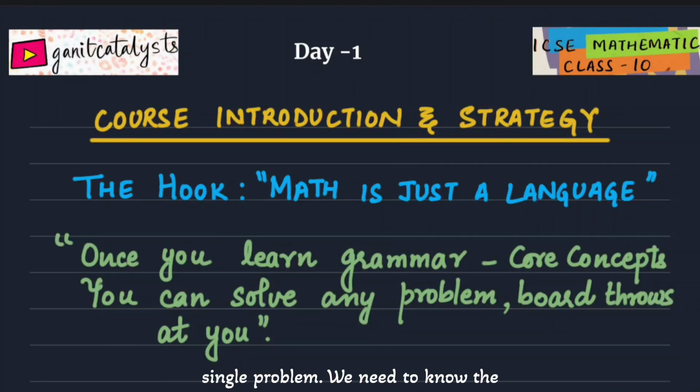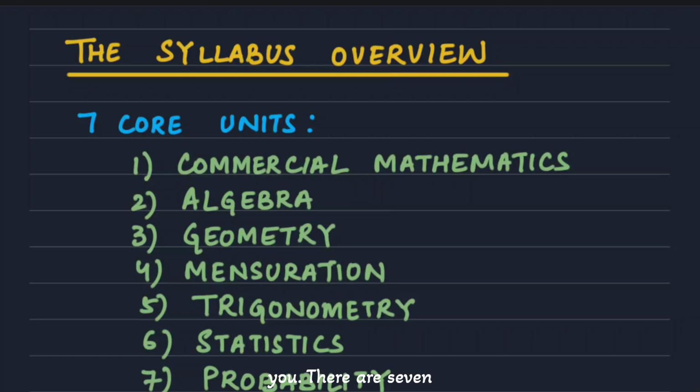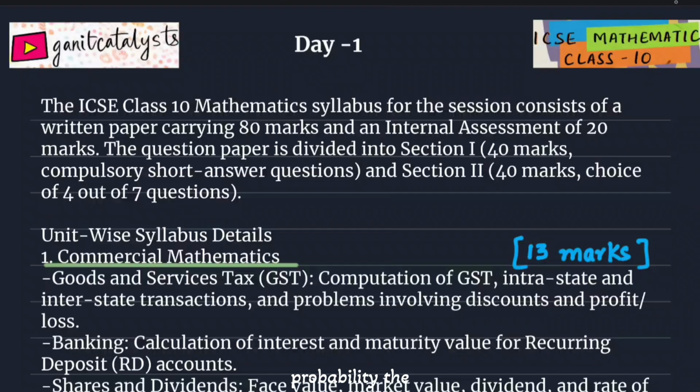Before we solve a single problem, we need to know the battlefield. The ICSE Class 10 board paper is worth 80 marks, split into 2 sections. So math is just a language. Once you learn the grammar, the core concepts, you can solve any problem the board throws at you. There are 7 core units in the syllabus. First one is commercial mathematics, algebra, geometry, mensuration, trigonometry, statistics, and probability.